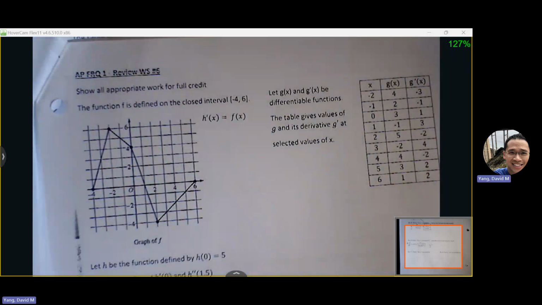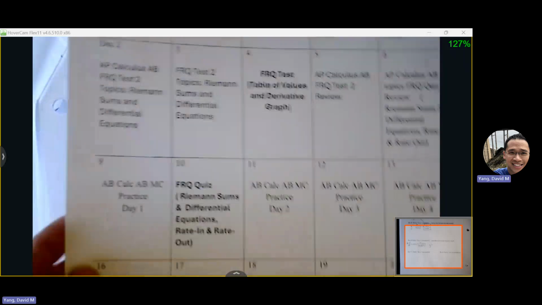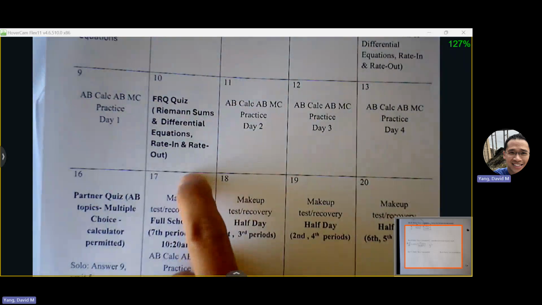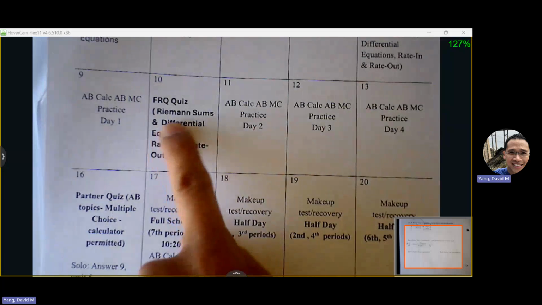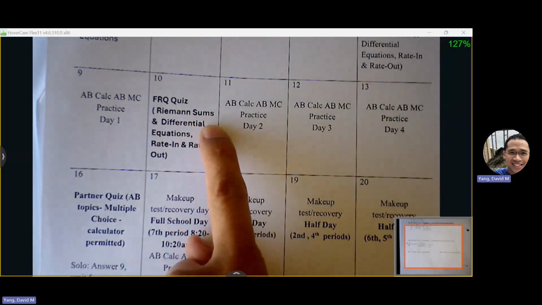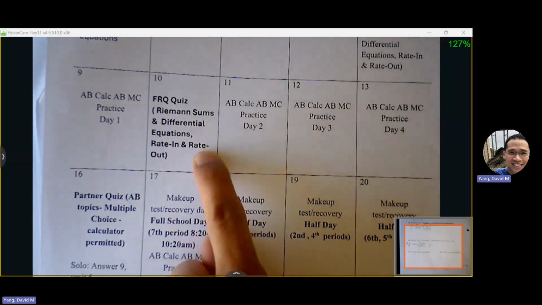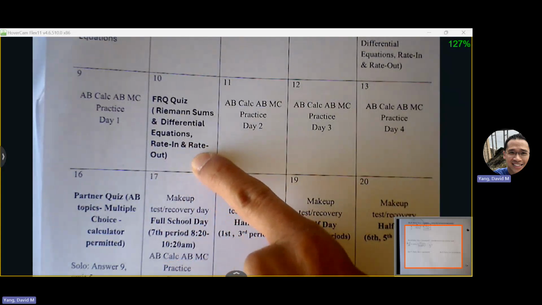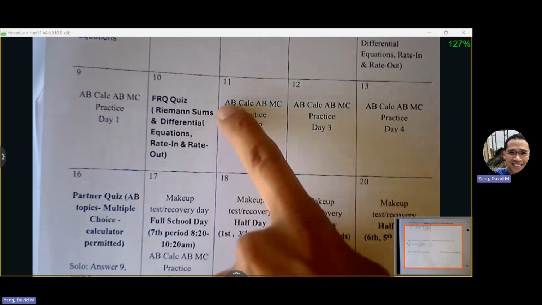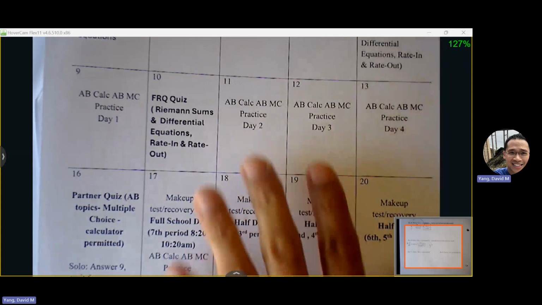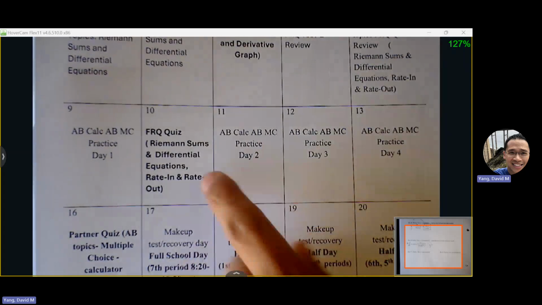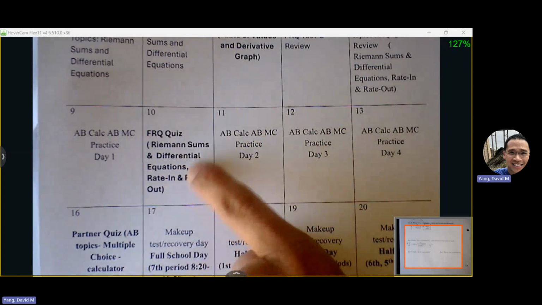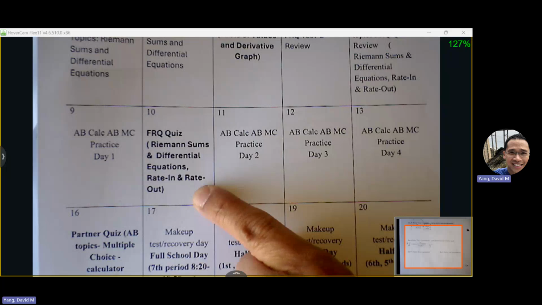So I'd like to move into preparing for next week's quiz, which is a combination of Riemann sums, differential equations, rate in, rate out. I'd like to focus a bit more on rate in, rate out. This is still kind of a newish FRQ for us. And then over the course of Thursday, Friday, and Monday, we can also go back and finish off the rest of a packet.